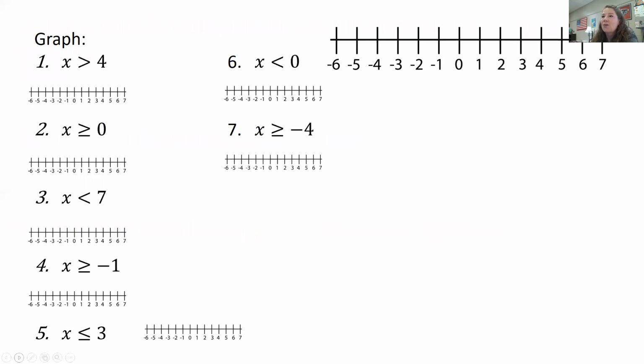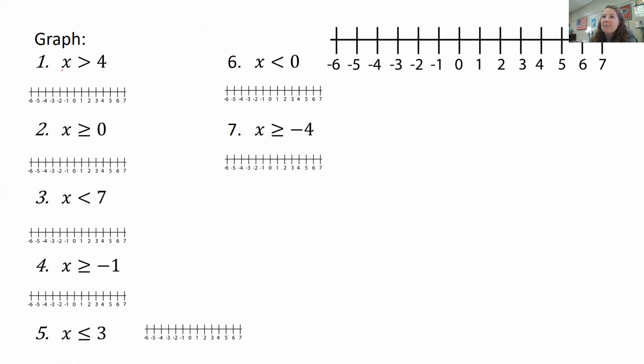All right, so now we're going to talk about how to graph inequalities. I have a great big number line I'm going to use, but I gave you little ones in case you're trying these problems with me. I'd love for you to try the problems first. Pause my video, try the problems, and then come back and see if you get the right answers.